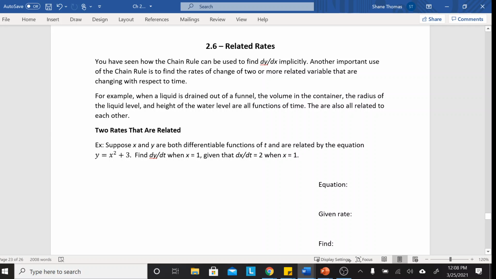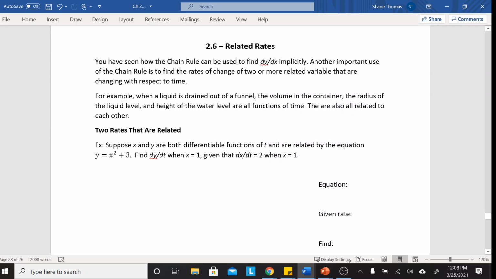So another important use of the chain rule is to find the rates of change of two or more related variables that are changing with respect to time. So for example, when liquid is drained out of a funnel, the volume in the container, the radius of the liquid level, and the height of the water level are all functions of time. They're also related to each other.